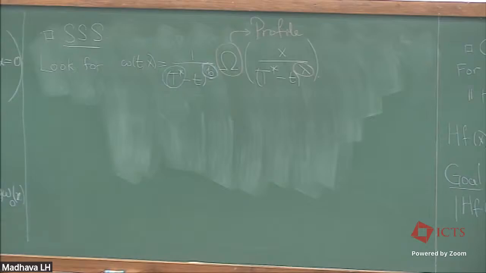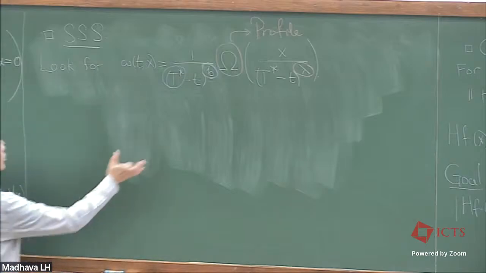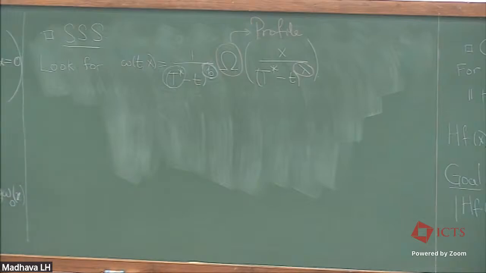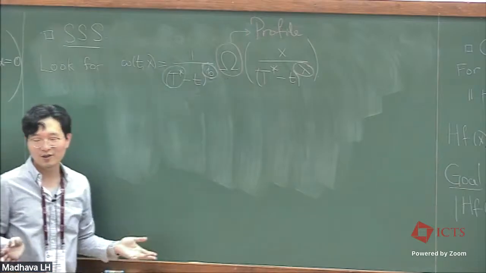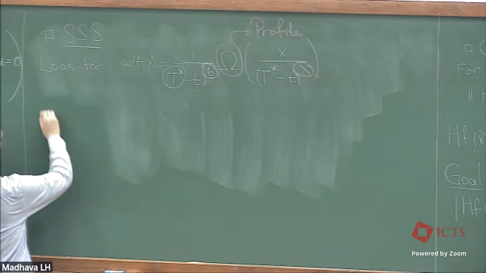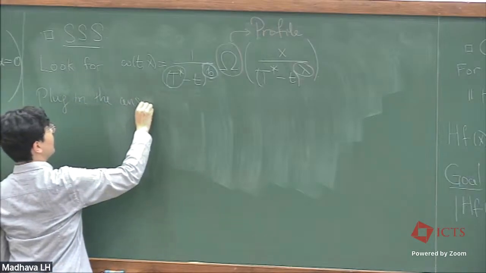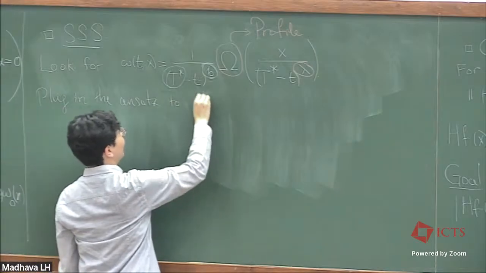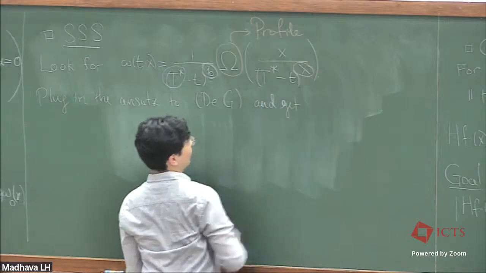So what does it mean precisely? Look for solutions of this form. It simply means that you plug this ansatz into the PDE, okay? Derive the equation for the profile and try to find the solution to that profile equation. Okay? So plug in the ansatz to, in our case, De Gregorio, and get the profile equation.